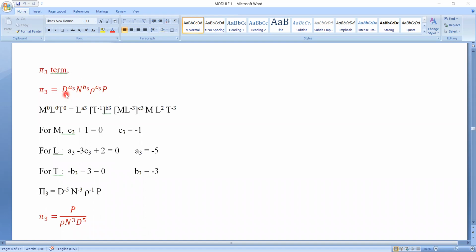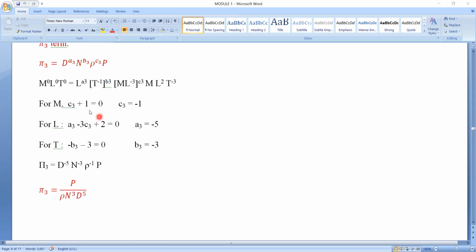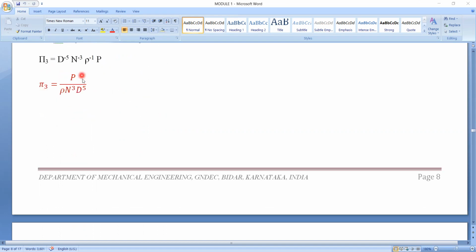Similarly for the pi 3 term, we have the power P. So d and n raised to a3, b3, c3 as it is, and proceed in the same way after substitution. After substituting all the dimensions, repeat the same procedure, you will get the pi 3 term as P divided by rho n cubed d to the power 5.